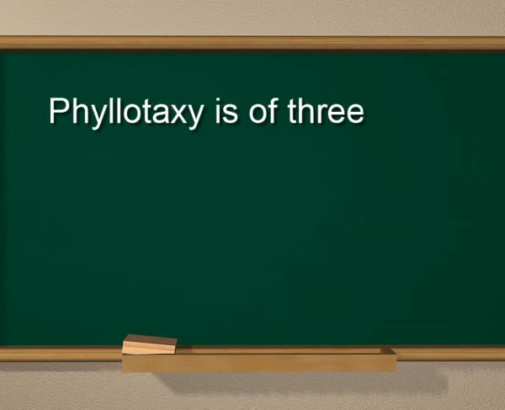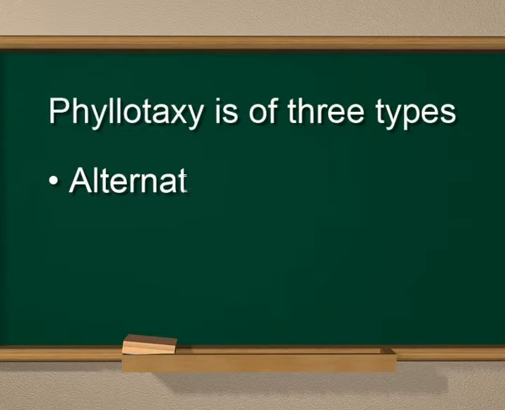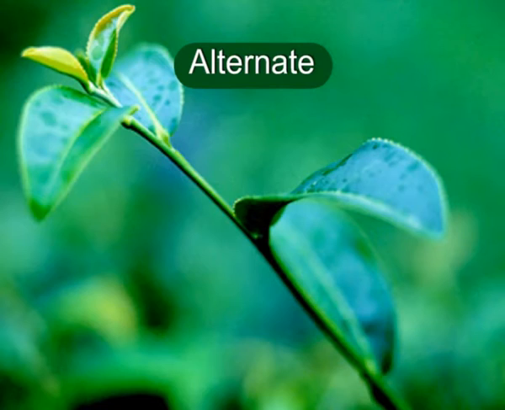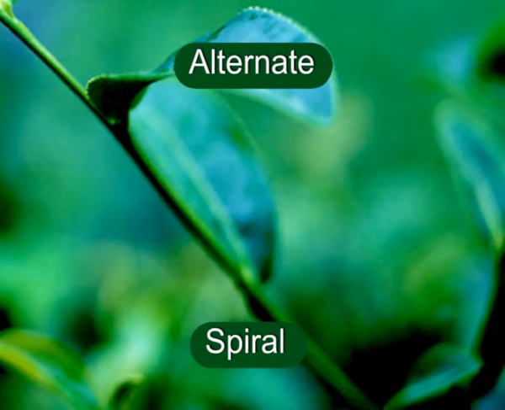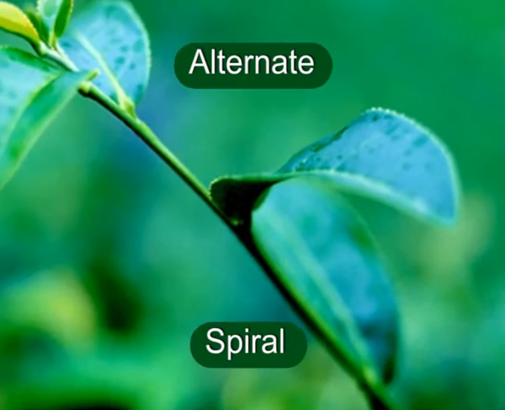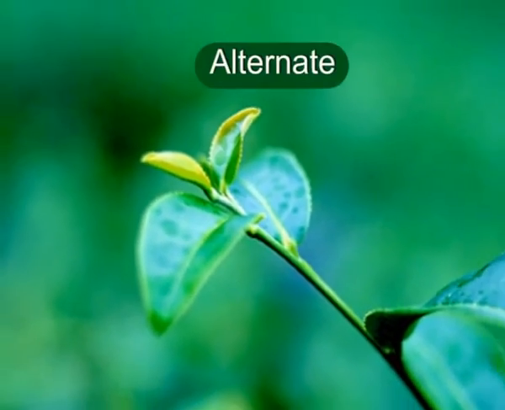Phyllotaxy is of three types: alternate, opposite, and whorled. Alternate arrangement of leaves is also known as the spiral arrangement. There is only one leaf on each node. This arrangement is known as alternate.